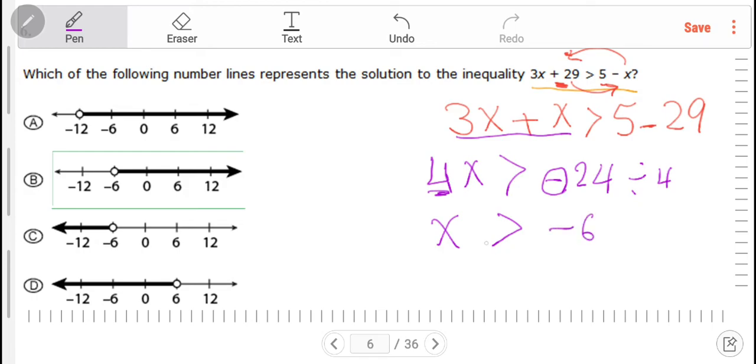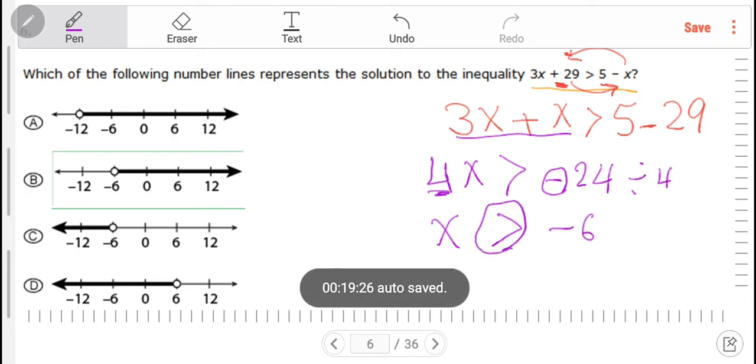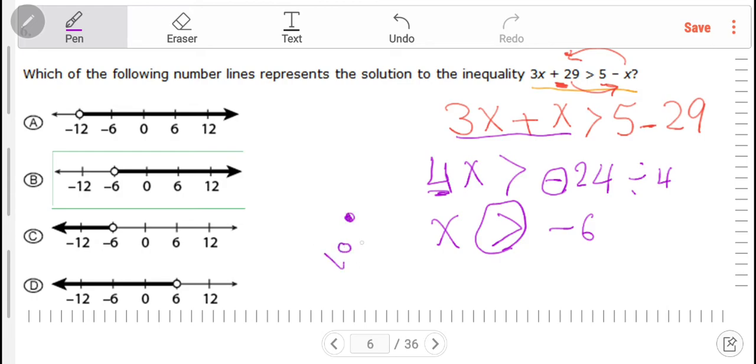So we have to choose a number line that contains a bold or a white circle, closed circle or open circle. Excellent, open circle, not closed, because closed means greater than or equals. Go to the right or go to the left? Go to the right because it's greater. Right to what? Right to negative 6. Excellent. Here, open and right.